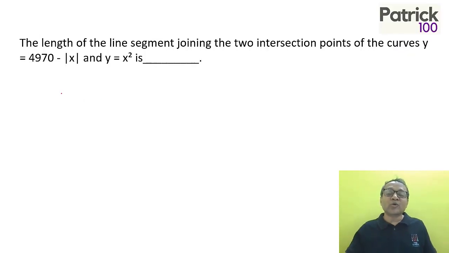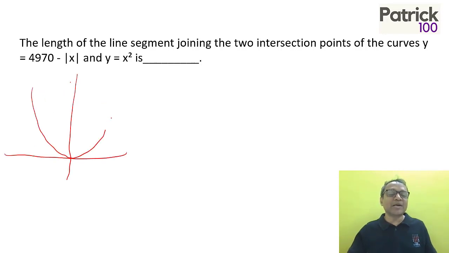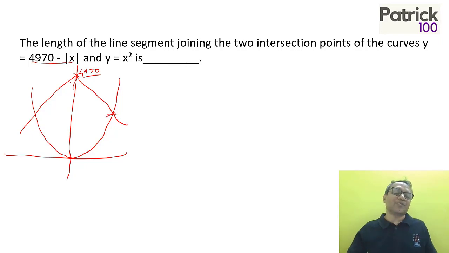Length of a line segment joining two intersection points. If you look at the diagram, y is equal to x square is this way, symmetrical over the y-axis. And y equals 4970 minus x will be something like this, symmetrical around the y-axis again. So if I find one point, I can find the other point because it's symmetrical on both sides. So let's take y equal to 4970 minus x and y equal to x square.